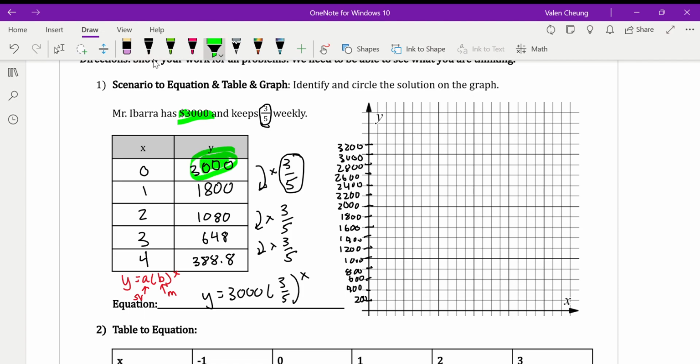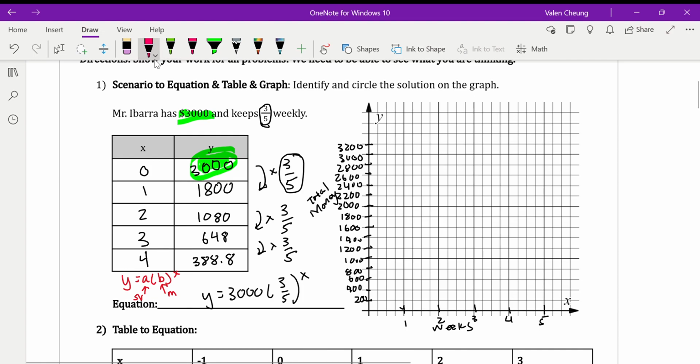That's why I had to go up to at least 3,000. And that is the total money. And on the bottom, we're going to have weeks. And you gotta just make sure you got enough for 4 weeks, right? 3, 4, 5. Okay, so the first one is 0, 3,000.